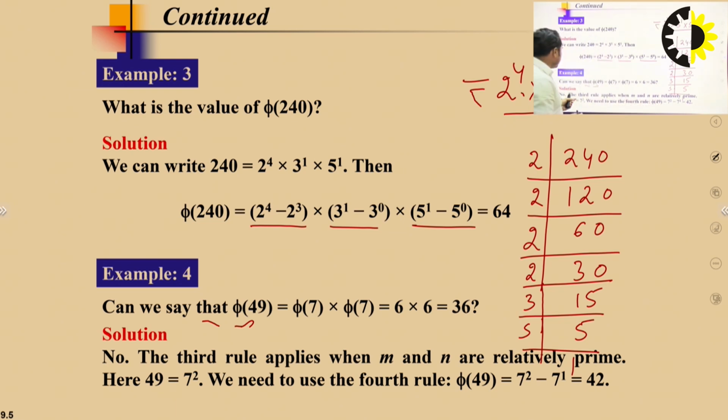The third rule applies only when m and n are relatively prime, and 49 equals 7 raised to power 2. We need to use the fourth rule, that is phi 49 equals 7 raised to power 2 minus 7 raised to power 2 minus 1. By using this formula, rule 4, you are getting the answer 42. So 42 is the correct answer, but in the case of phi 7 into phi 7, you are getting 36, which is not a correct answer. So by using rule 4, you will get the correct answer.